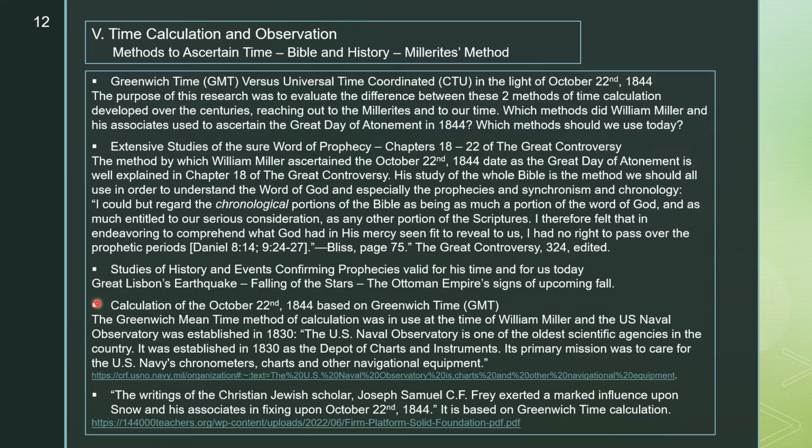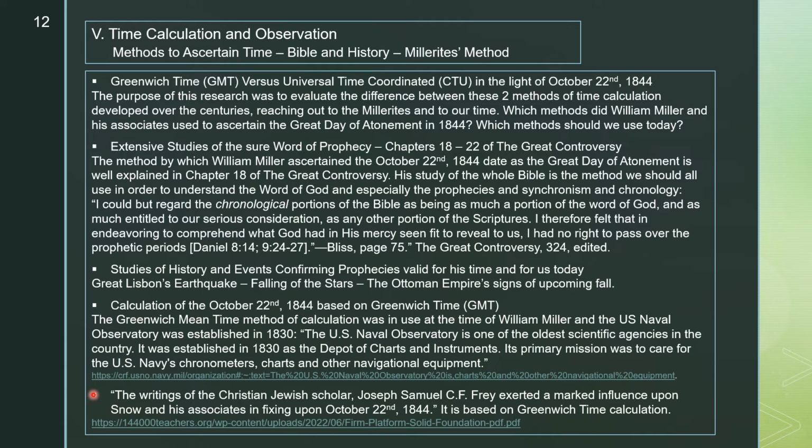Calculation of the October 22nd, 1844 based on Greenwich Time, GMT. The Greenwich Mean Time method of calculation was in use at the time of William Miller, and the U.S. Naval Observatory was established in 1830. The U.S. Naval Observatory is one of the oldest scientific agencies in the country. It was established in 1830 as the depot of charts and instruments. Its primary mission was, and is still today, to care for the U.S. Navy's chronometers, charts, and other navigational equipment.